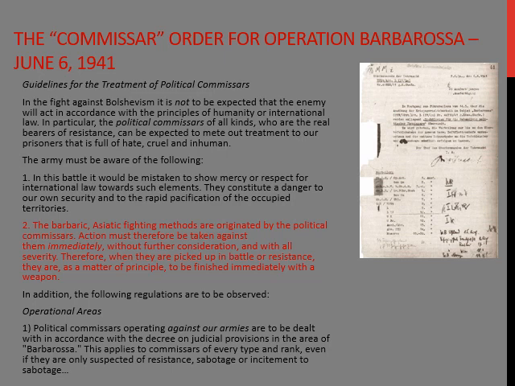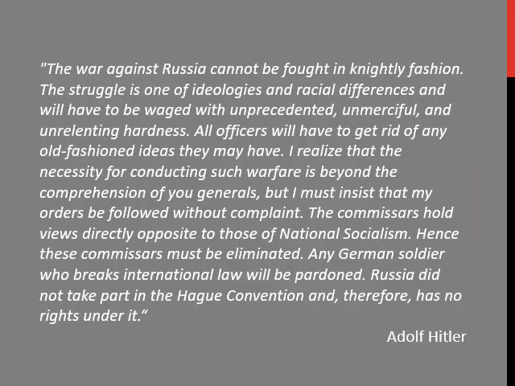The barbaric Asiatic fighting methods are originated by the political commissars. And he goes on to say, therefore, when they are picked up in battle or resistance, they are, as a matter of principle, to be finished immediately with a weapon. So when communist political officials, commissars, are taken in battle, they are simply to be executed. And Hitler goes on to explain this is okay because the Soviet Union didn't sign any like the Hague Convention principles about the rules of conduct in war.